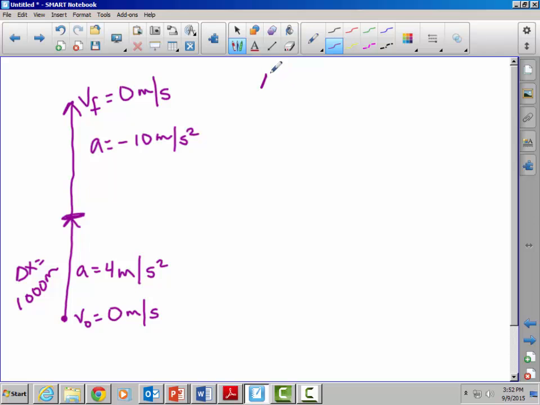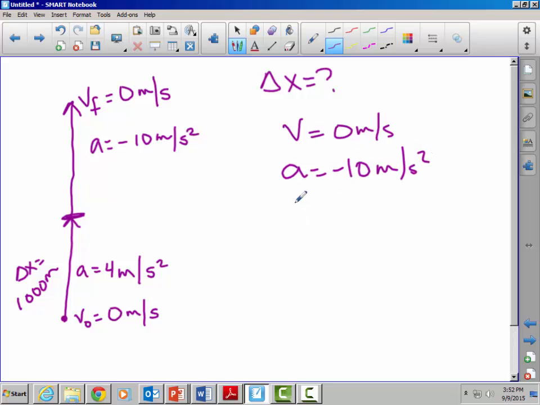So I want to know, what is the height of the whole thing? So I know the height of this first part. I just got to figure out the height of the second part. So let's look at the second part, what we know. We know the final velocity is 0. We know that a is -10. We know we're looking for our change in x.